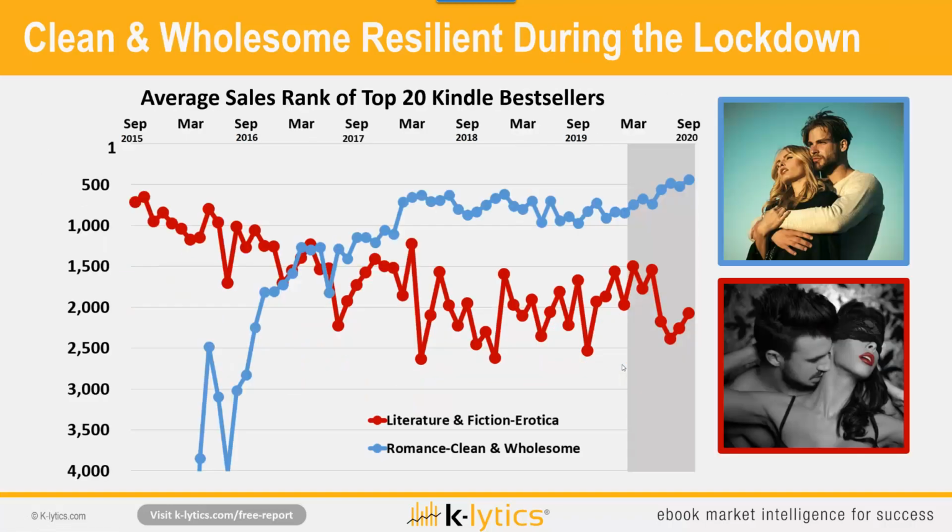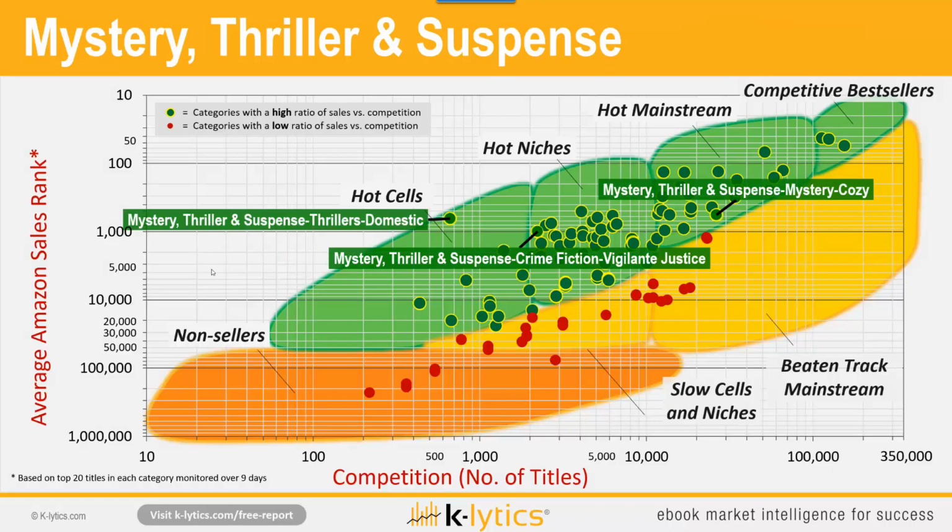Monitoring the categories over a longer period of time also allows us to contrast certain genres. For example, clean and wholesome romance was one of the most resilient during the lockdown. On this exhibit, we also show the distinction between clean and wholesome romance versus erotica. Now, erotica is heavily restricted in advertising on Amazon, so this is probably one of the drivers. But also here, it's interesting to see that the downward trend is leveling off at a sales rank of around 2,000 right now. We could probably go on for hours.